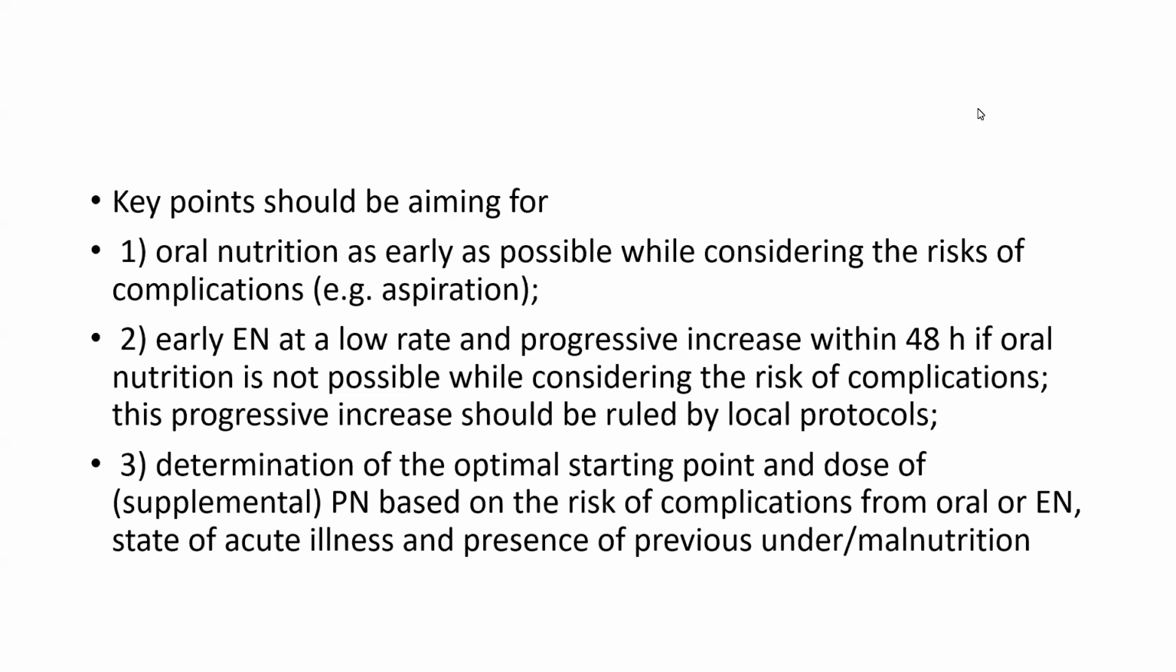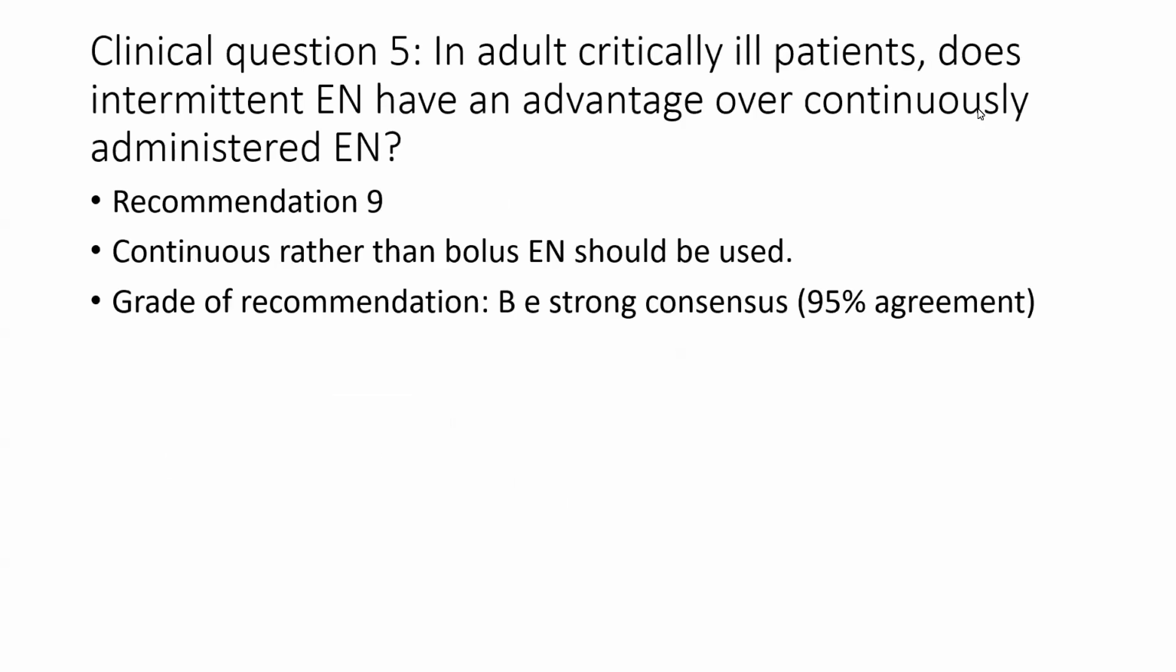Determination of the optimal starting point and the dose of parenteral nutrition is based on the risk of complication from oral and enteral nutrition, the state of acute illness, and the presence of previous under or malnutrition. In adult patients, does intermittent enteral nutrition have an advantage over continuously administered enteral nutrition? Continuous rather than bolus enteral nutrition should be used.